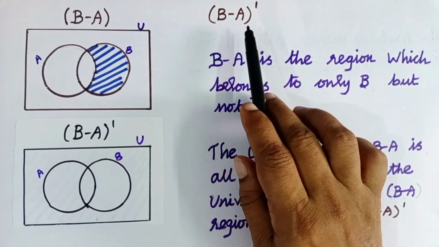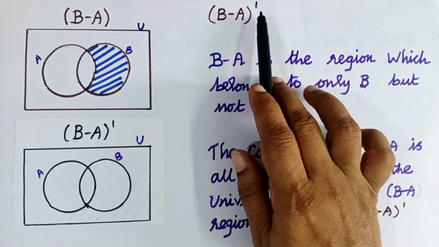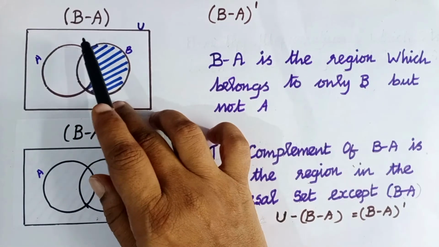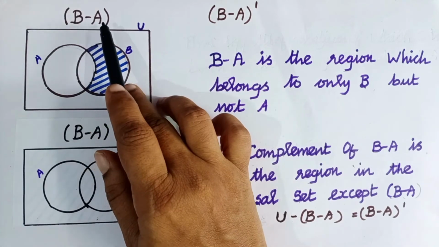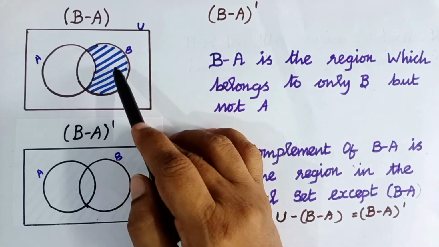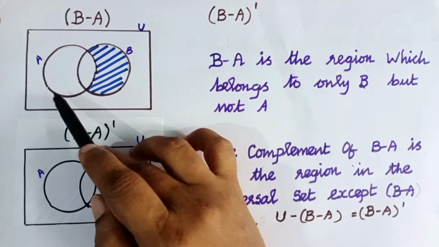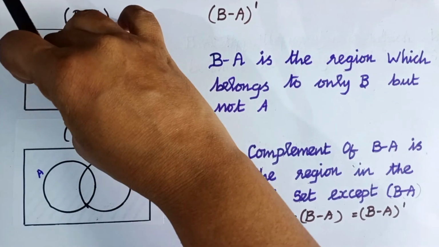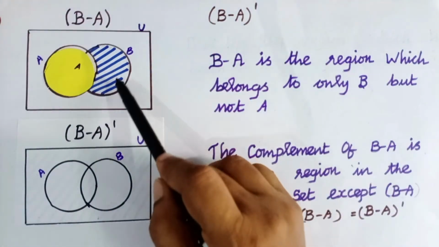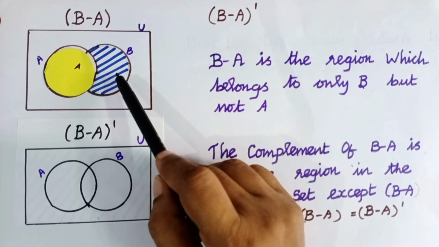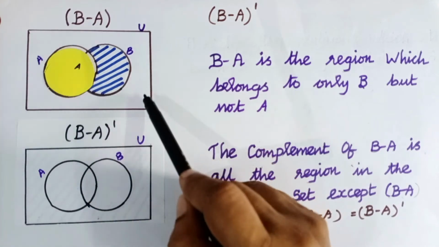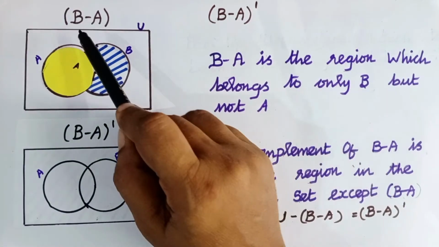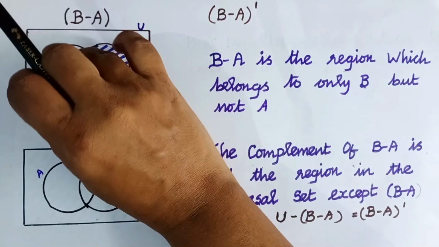Now let us shade B minus A dash. You know that the dash means complement. First we shade B minus A. B minus A means you have to shade only B, not A. That is, we have to remove the A round and shade the remaining portion. So I already shaded this remaining portion, that is only B. Here you should not shade the universal set because it is not the complement. It is only B minus A.